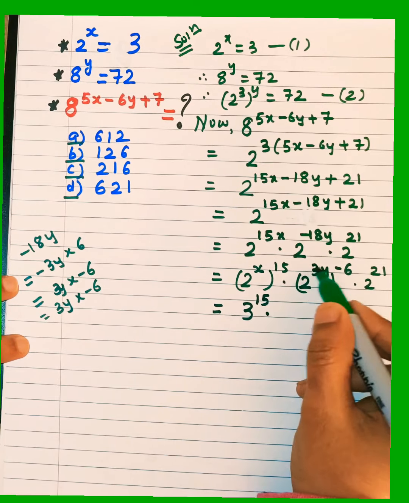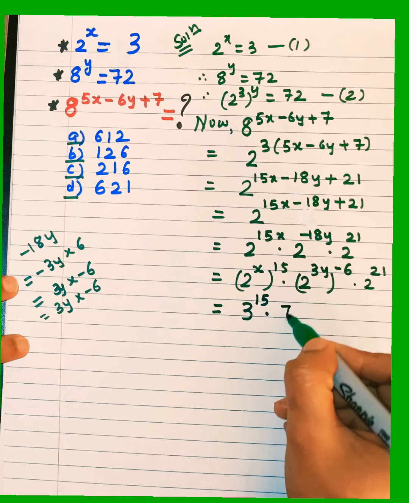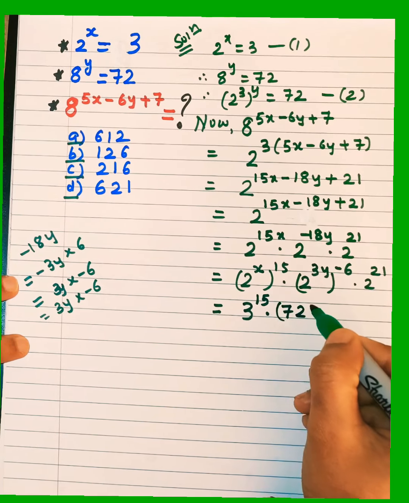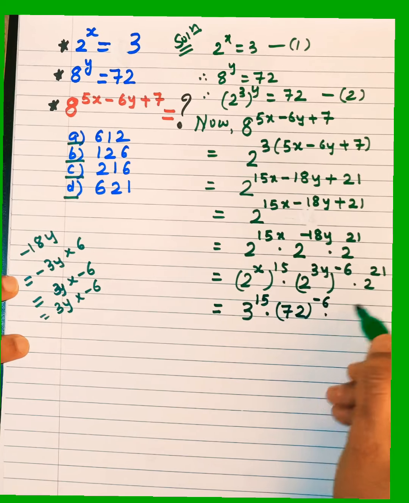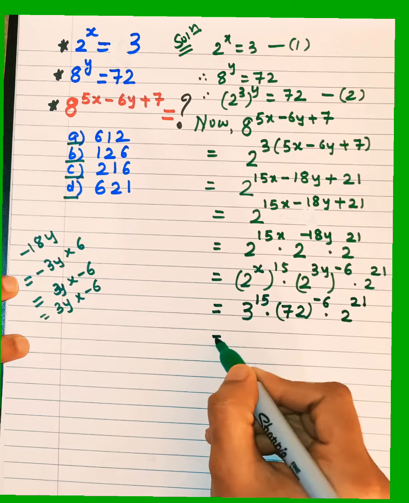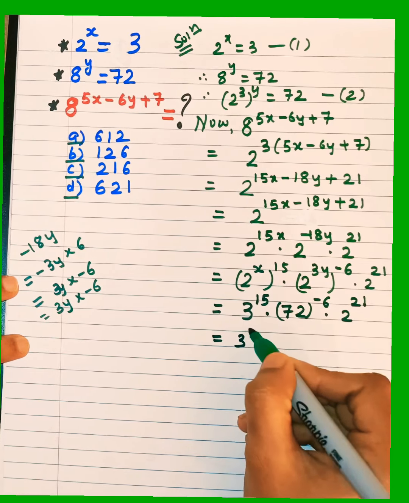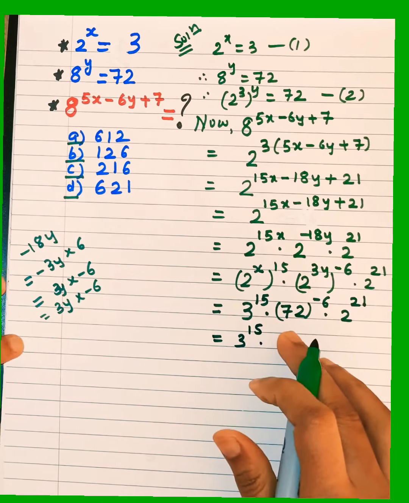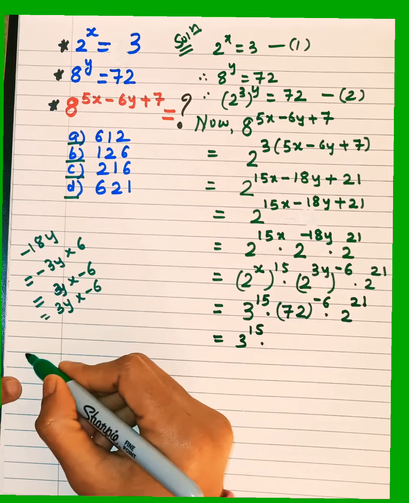So that is why in place of this whole part I can write 72 raised to minus 6, and here 2 raised to 21, I'm keeping it as it is. Now moving ahead, 3 raised to 15 I'm keeping as it is, and here 72. Now we will take out factors for 72.